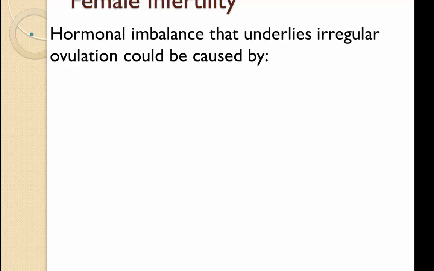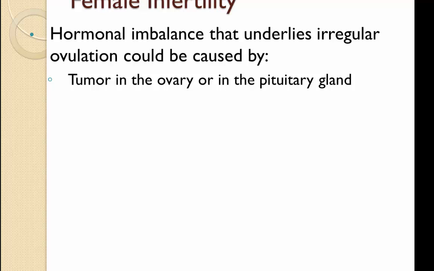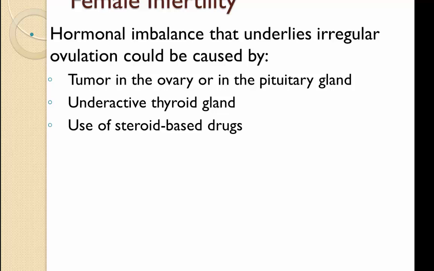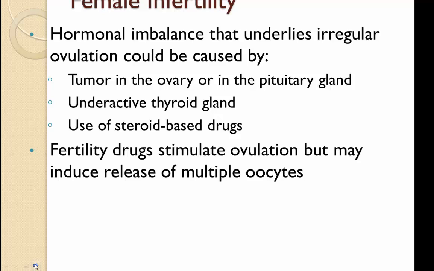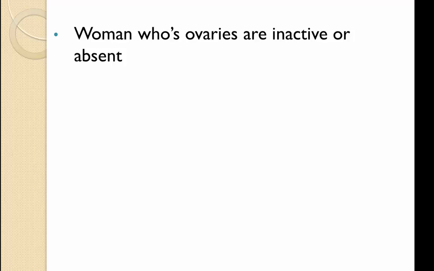So with female infertility, like we said, there is a hormonal imbalance which can cause irregular ovulation. You could have a tumor in the ovary or within your pituitary gland. Hypothyroidism can be a cause of female infertility. Women who use steroid-based drugs can have changes in their fertility, which is why if women are wanting to get pregnant, a different drug choice, if possible, is considered. We know that fertility drugs, the purpose of them is to stimulate ovulation, but with that there is the possibility of multiple release of more than one egg. So sometimes women's ovaries are inactive or absent, either from fetal development or because of surgery or cancer.